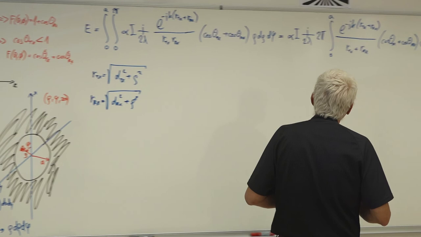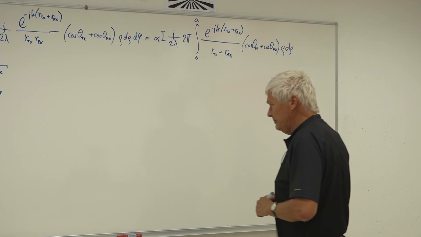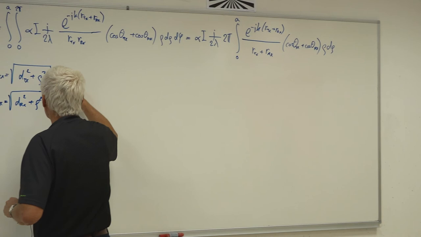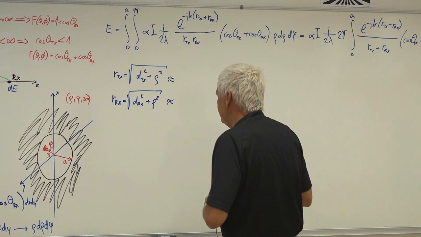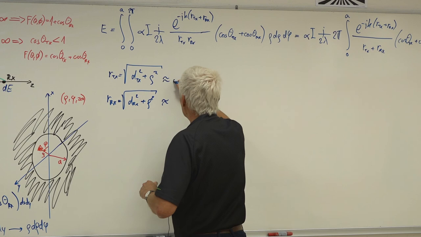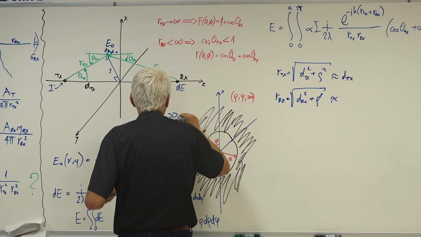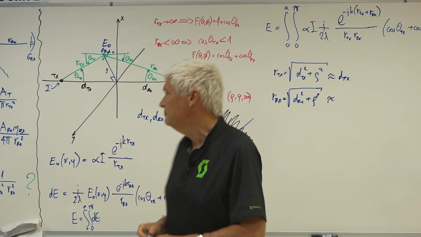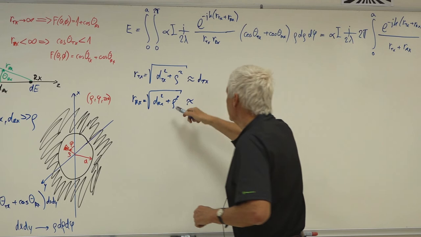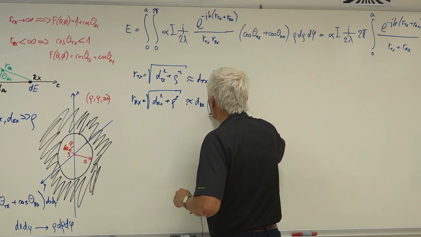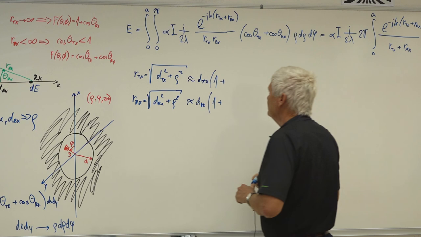So the amplitude variations will be very small. It's only the phase that will matter. And I have to make an approximate calculation of these square roots here. For the approximation using just the first terms, I pull d tx out, because d tx and d rx are much larger than rho. This is a very small cross section compared to the long distance. Rho is very small, so rho squared is very small. And this is approximately d rx, corrected to the first term, 1 plus rho squared divided by d tx squared.